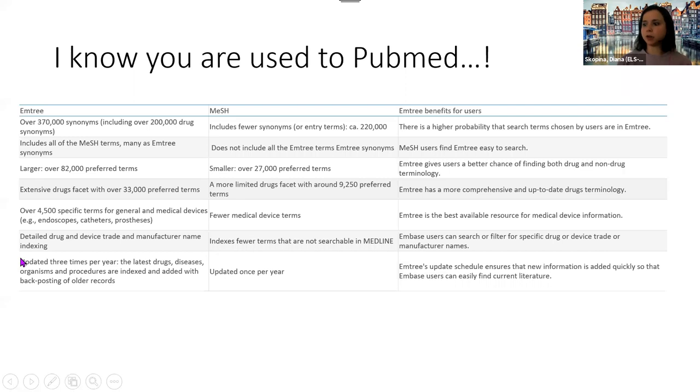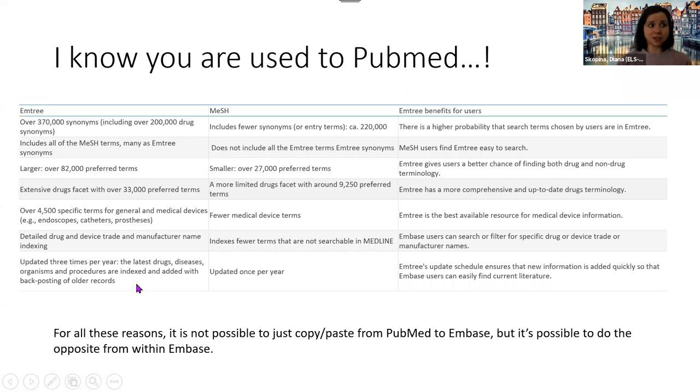What about the updates? Especially in the time that we're living in right now, or just in general, it's important to know how often this database is updated, because the information changes. For Embase, we update our thesaurus three times a year, while PubMed is updated just once a year, so you get it actualized a little bit later. For these reasons you cannot just copy paste from PubMed to Embase, but it's possible to do it the other way around.